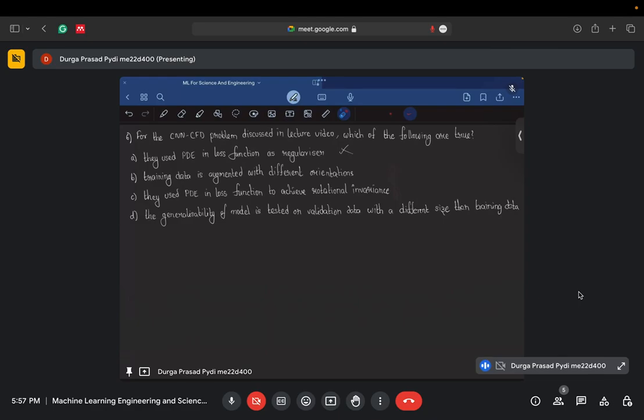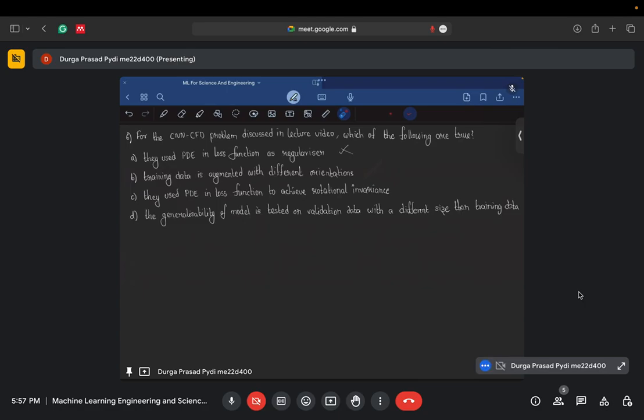I kind of told the answer. If one is not true, then C is not true, so B should be the answer. So the point here that I want to highlight is that most of your fluid problems, or in case most of your physics, when you deal with engineering problems, they will be rotational invariant.